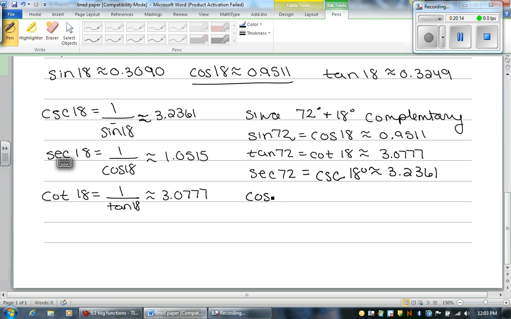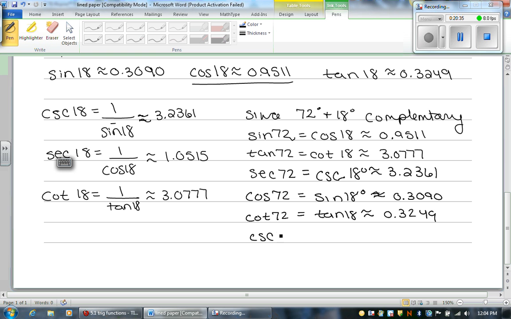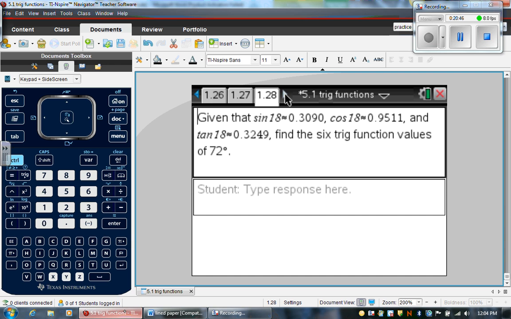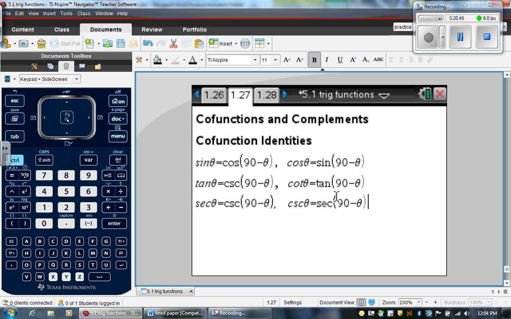Okay? Cosine of 72 is equal to sine of 18, which is approximately 0.3090. Cotangent of 72, and I know I'm over on time, just give me 1 second, is equal to tangent of 18, 0.3249. And cosecant of 72 is equal to secant of 18, which is approximately 1.0515. And again, where I'm getting these from is if we go back and take a look, we've got what they're equal to. Okay?